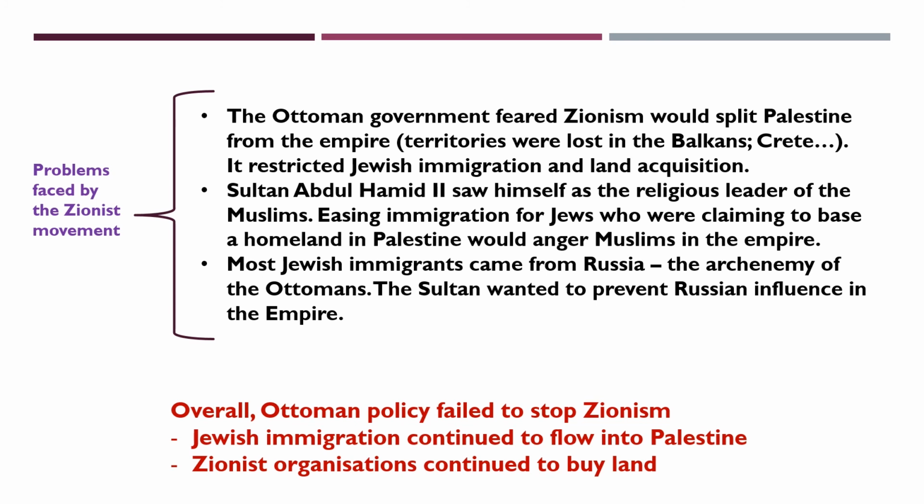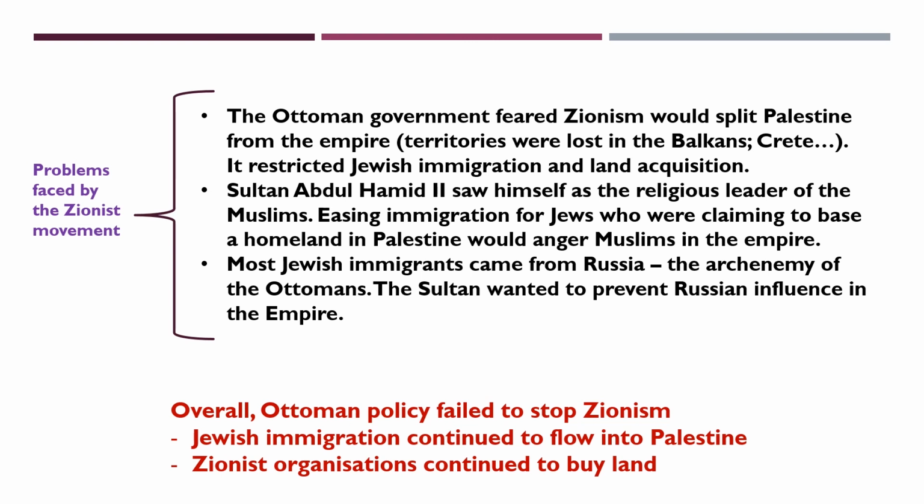The third reason was that most of these Jewish immigrants were coming not just from Eastern Europe, but particularly from Russia. Russia was the arch enemy of the Ottomans. These two empires had been at war a number of times in the last years. So the Sultan wanted to prevent any further Russian influence within the empire by not allowing people from Russia, regardless of the fact that they were Jews, to settle within Palestine.